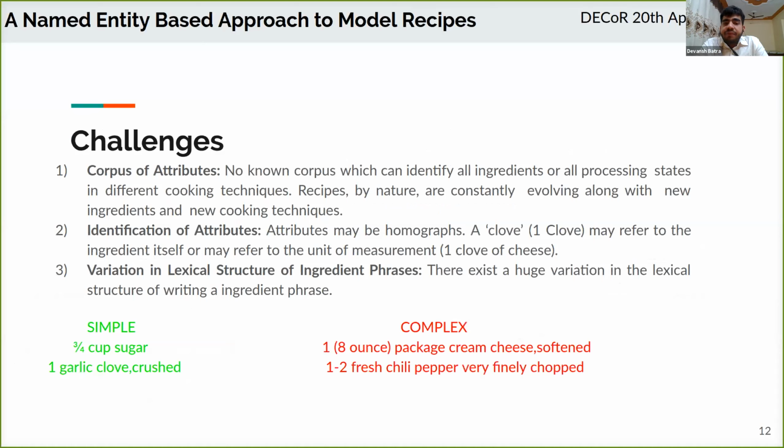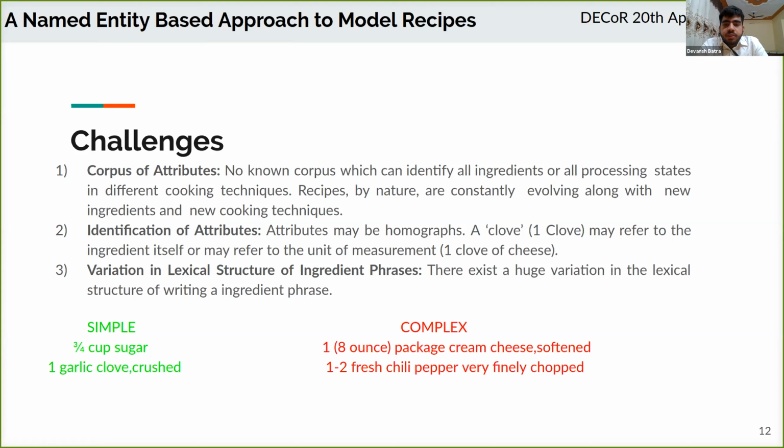But there are certain challenges that we need to pay heed to. There are three types of challenges. The first one is the corpus of attributes. This is probably because this is the first attempt to actually model the ingredient section. There is no known corpus which can identify all ingredients or all processing states in different cooking techniques, because recipes by nature are constantly evolving and new ingredients and new cooking techniques keep coming up. So we cannot rely on a fixed corpus to learn all of the representations. And even if we do, they are going to evolve over time.